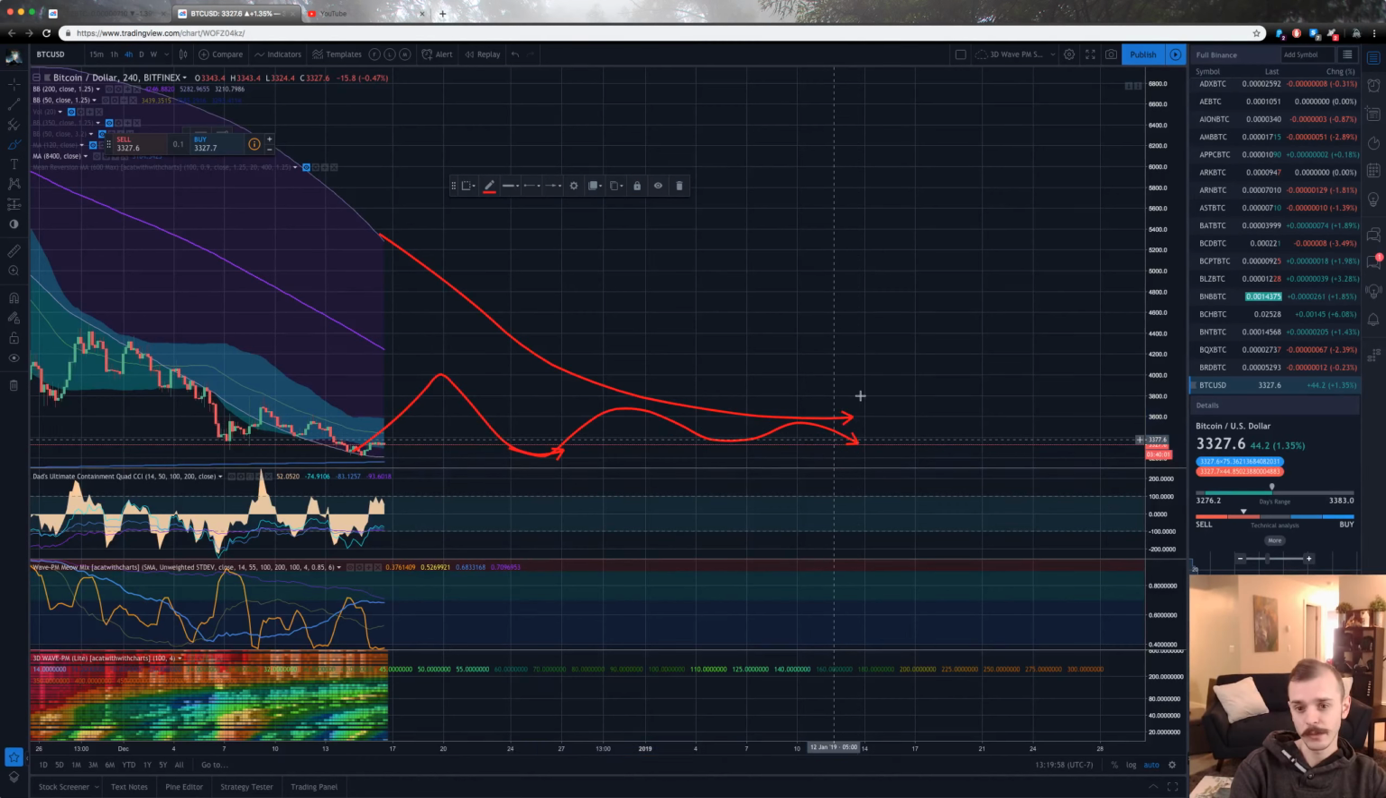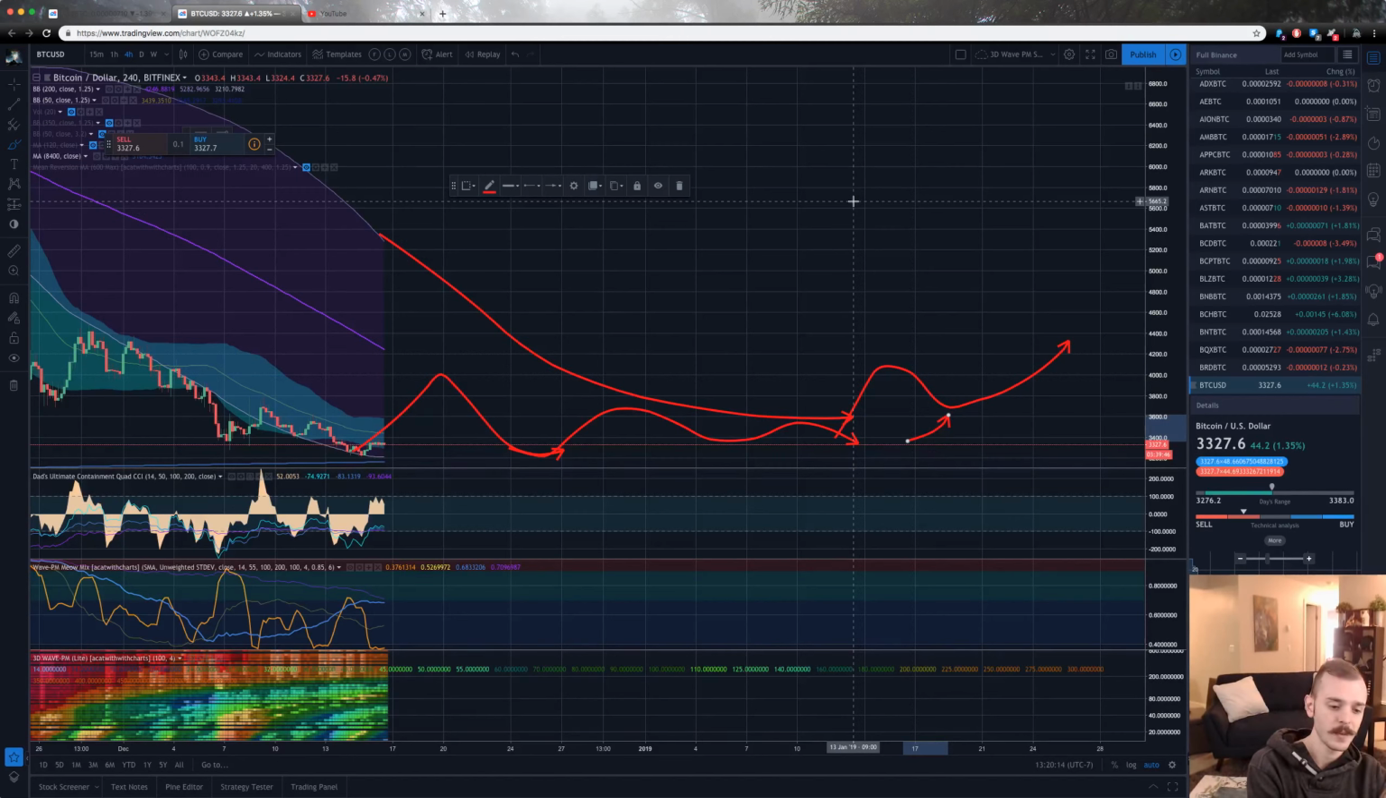And when we finally do break up above, that'll be the start of the next bull run for Bitcoin, okay? It's going to be this retest right here, where we break up above the short-term band for new upward expansion. We got a comment here.